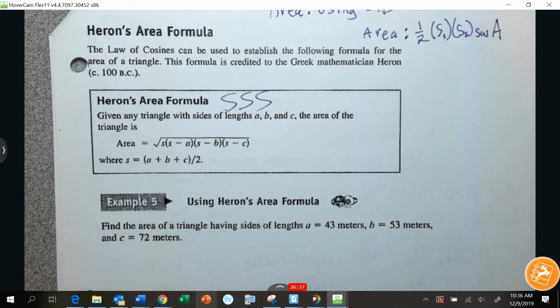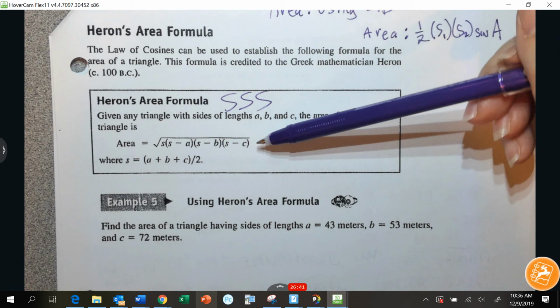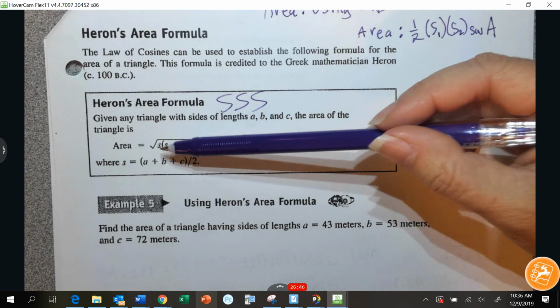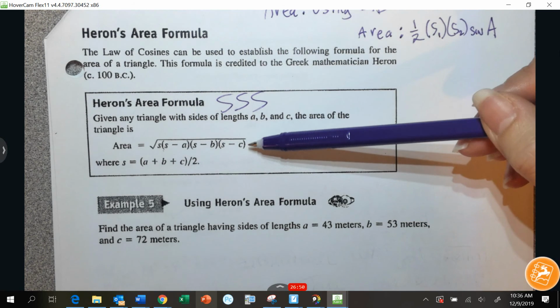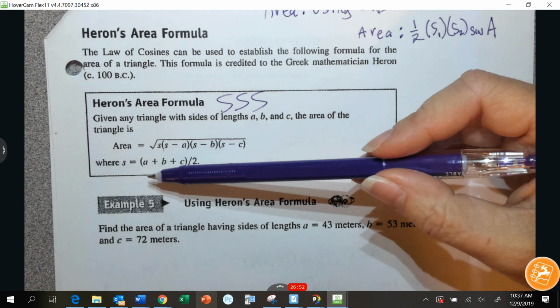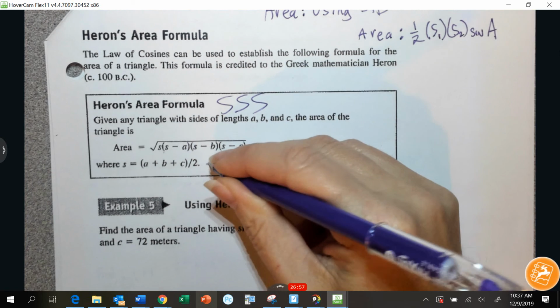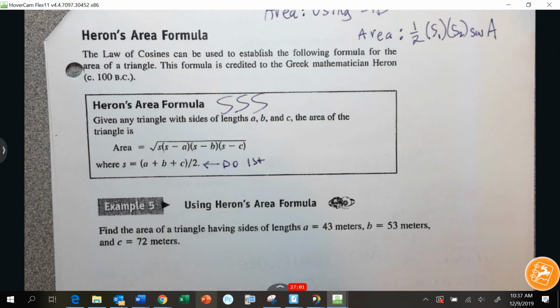If you know all three sides, you can find the area of the triangle, and this is the formula. It is the square root of S times (S minus A) times (S minus B) times (S minus C), where S is (A plus B plus C) divided by 2. So you actually have to do this first, so that you can use this S value in the equation.